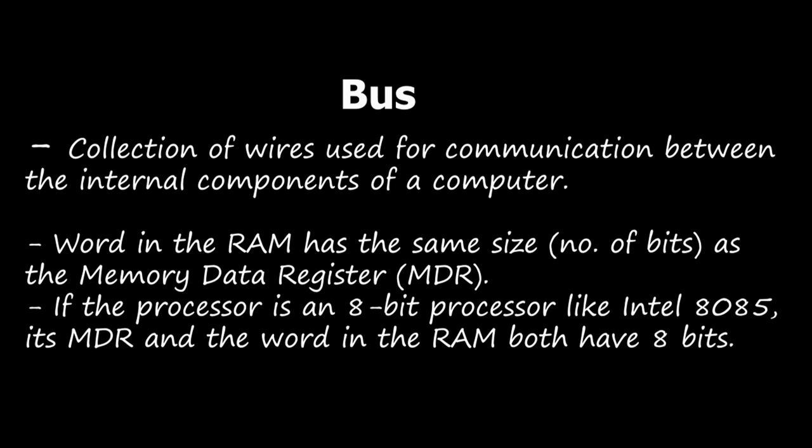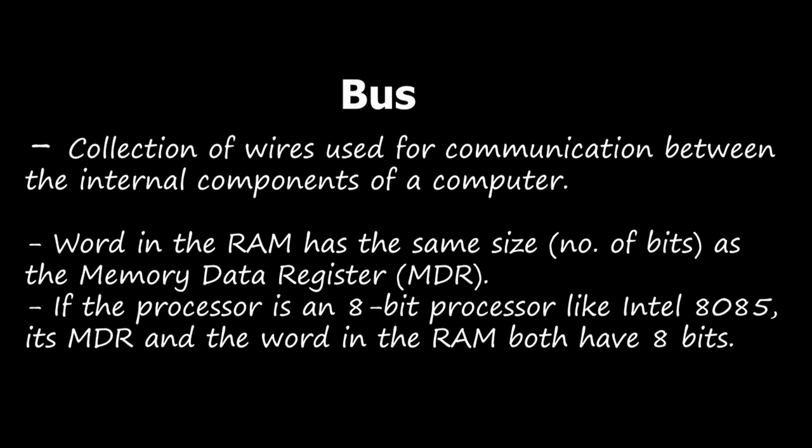The address register is connected with the address bus. Is it clear? Address bus, as I said earlier, is a collection of wires to connect the components which are inside the computer, right? This address register is connected with the address bus. This will provide the instruction address. The address of the instruction will be provided by this address bus.